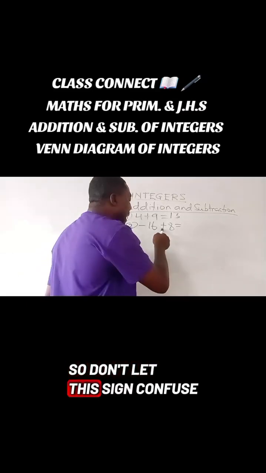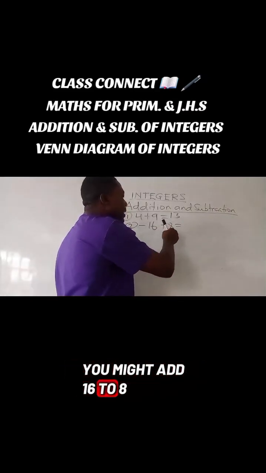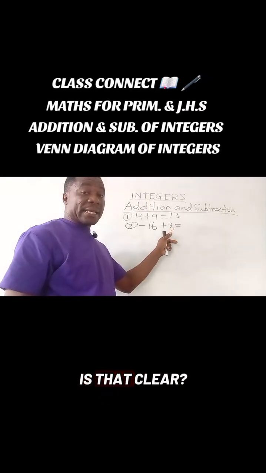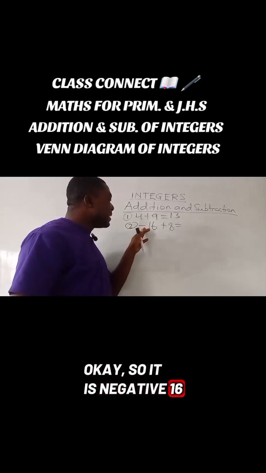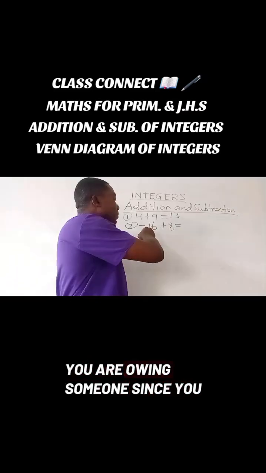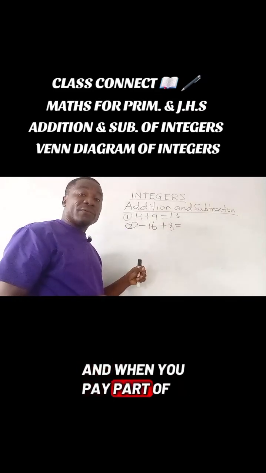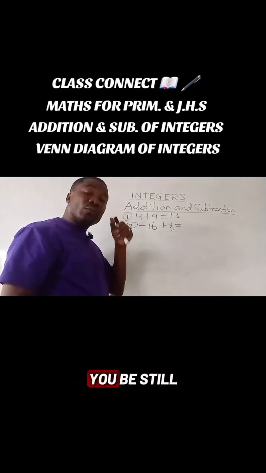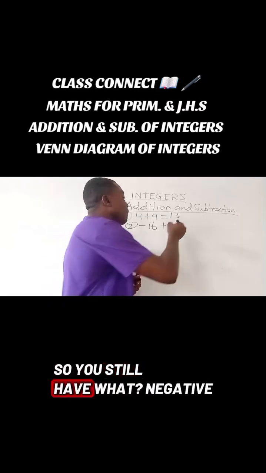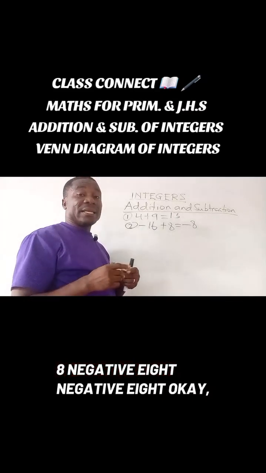So don't let this sign confuse you. Because of this sign, you might add 16 to 8. You'll be wrong. This sign is for only 8. Is that clear? Okay. So it is negative 16, positive 8. And then what do you have to do? You are owing someone 16, you have money 8. You can use your money to pay part of your debt. And when you pay part of your debt, your debt will still remain, because the debt is more than the money that you have. So you still have negative 8.